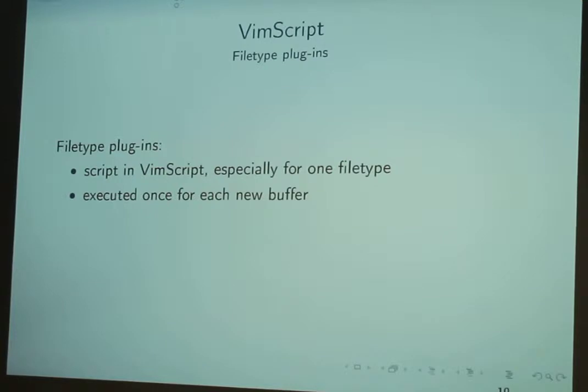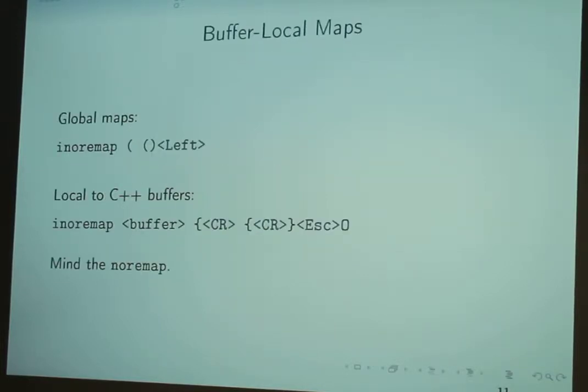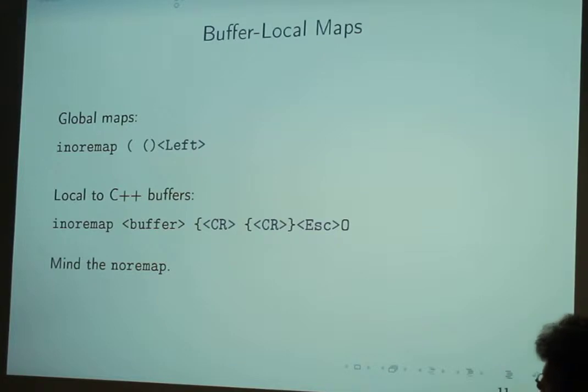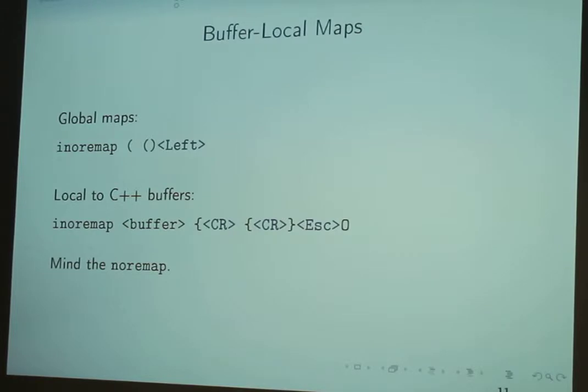File type plugins are a piece of Vim script that is executed once when the file type for a buffer is set. So what you can do there, for example, is define some maps that are local to a buffer, and because those are then defined for every buffer of this file type, you have file type specific maps. So again, to this example with the brackets, that might actually be useful everywhere. The next example, where you open a block with a curly bracket and enter, and then it puts the closing bracket and the cursor in the line between, is actually only helpful for C, and not so helpful if you have stuff like Python dictionaries or Lua tables.